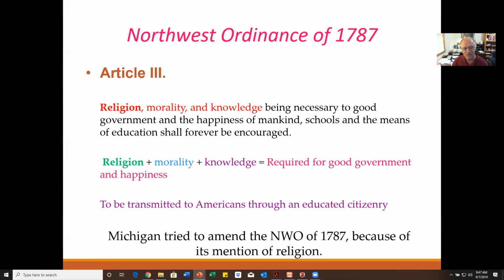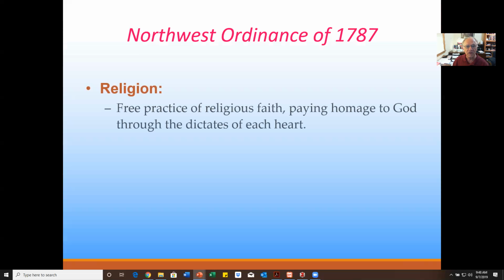So, I mean, it's astonishing to think that they would try to do this 200 years after, that it would be offensive to them that the word religion would be included in one of our founding documents. How absurd is that? When they say religion, what they're talking about is the free practice of religious faith, of paying homage to God through the dictates of each heart as being critical.